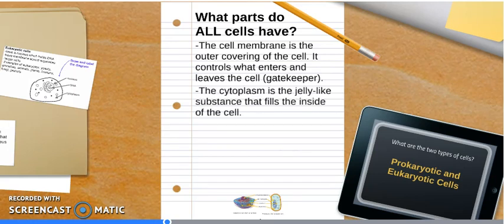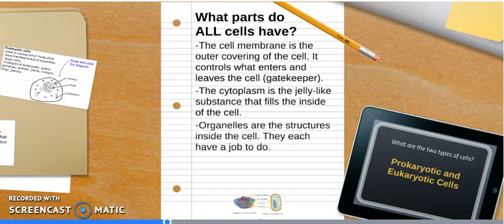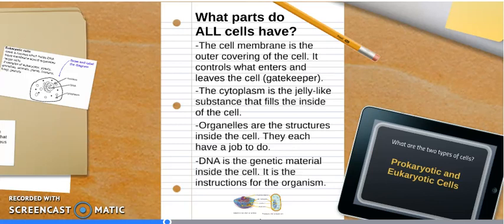Secondly, the cytoplasm is a jelly-like substance that fills the inside of the cell. Both have a little bit different chemical compound of their cytoplasm, but essentially it is the same. Both have organelles that are structures inside the cell. Each of them have a specific job to do. And finally, DNA is the genetic material found inside both cells that carries the instructions for the organism.